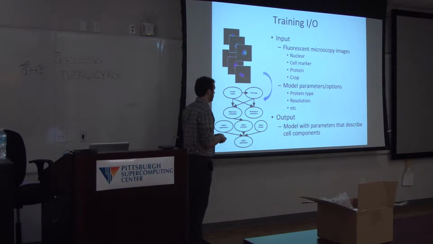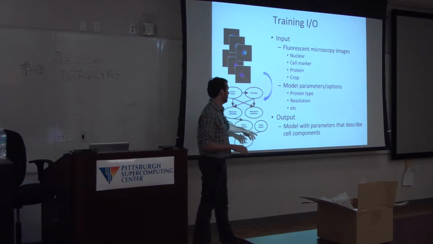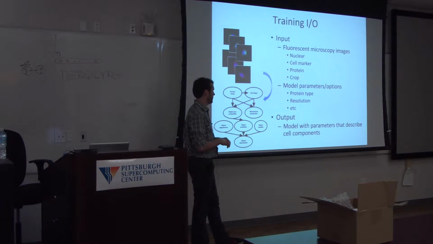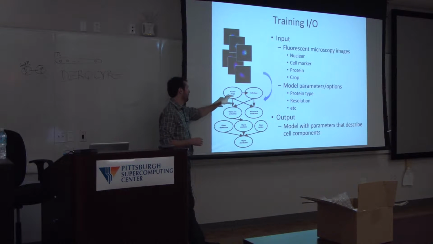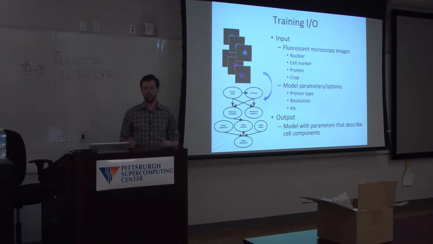Okay, and then the output that you get from Cell Organizer is some sort of parameters that describe your cellular components. So those are going to be statistical distributions that we can then sample from to get instances.